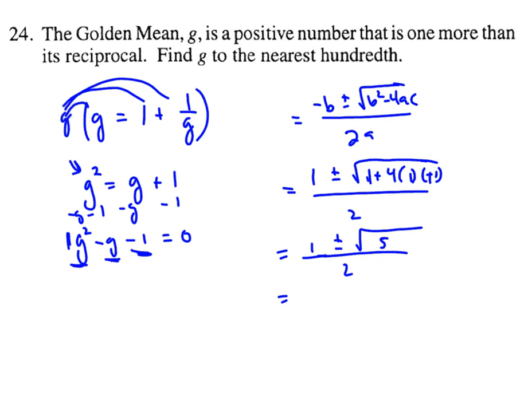Well, we don't want it to be negative because it's a number that's bigger than its reciprocal. And so we're going to say 1 plus square root of 5 over 2. Now, the hard part on this problem is, how do I find it to the nearest hundredth if I've got a radical? And that is very difficult. We can write this as 1/2, which is 0.5, plus, and you have to use some really good estimation techniques here. The estimation techniques allow you to essentially estimate what the square root of 5 is, and then divide that by 2.